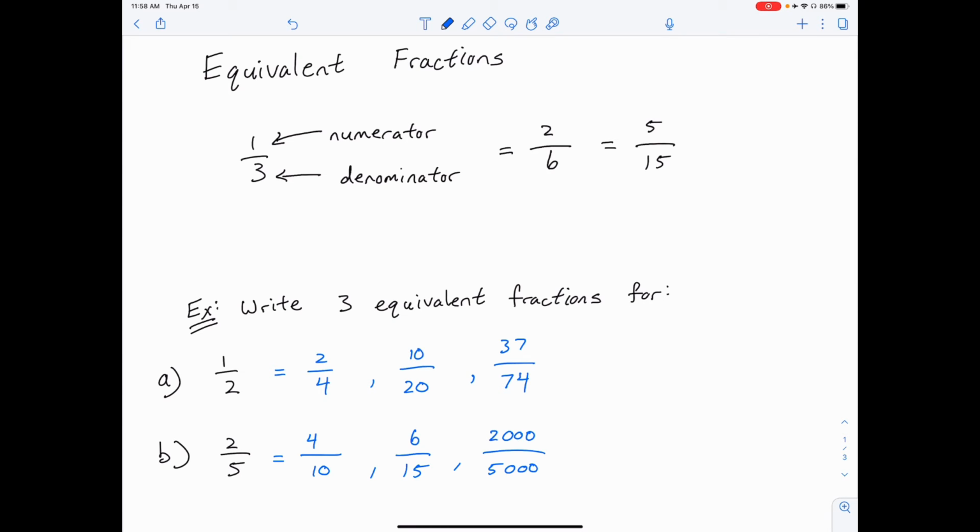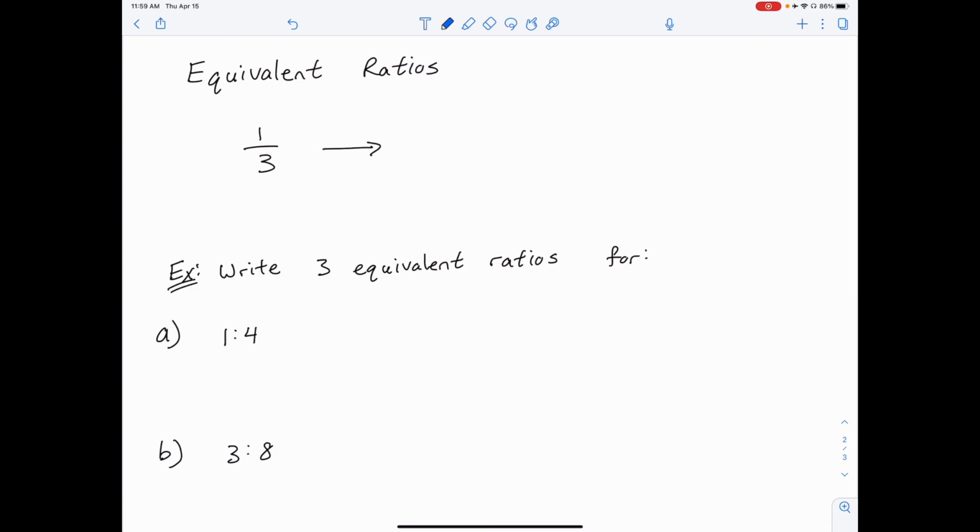So that is how you deal with equivalent fractions. Next up, we're going to talk about equivalent ratios. Now earlier we showed you that 1/3 is a fraction, but did you know that fractions and ratios are actually more or less the same thing? You can see them as being synonymous with each other.